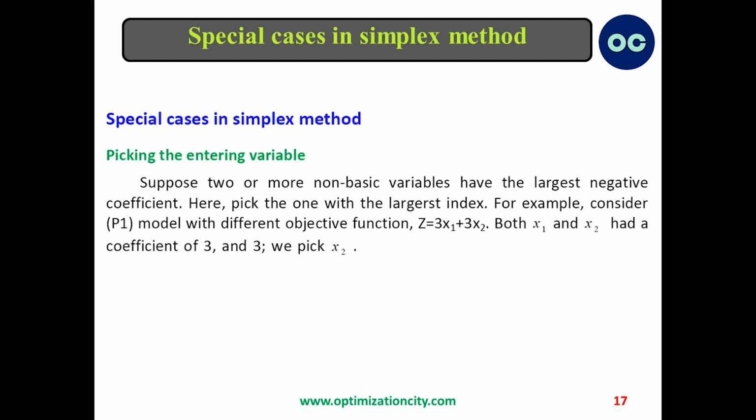For example, in the P1 model with a different objective function, we change the objective function like this. Both x1 and x2 have the coefficient of 3. We would pick x2 because it has the larger index. So the index of x1 is 1, the index of x2 is 2, so we just pick x2. If we had picked x1 instead, we would have reached the optimal solution after 3 iterations, whereas choosing x2 would have allowed us to reach the optimal solution with only 2 iterations.